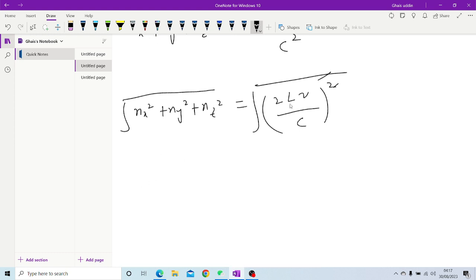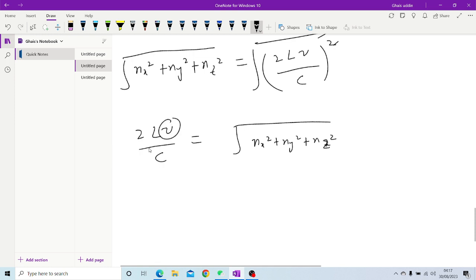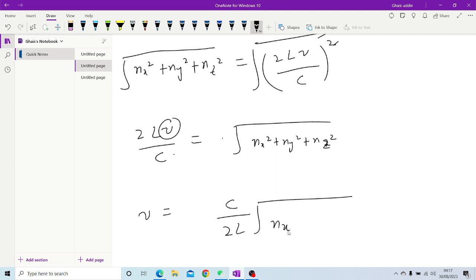Now it means that this 2L nu divided by c is equal to the square root of nx square plus ny square plus nz square. So I can calculate the value for nu. So nu is equal to, the c goes here, c divided by 2L into the square root of nx square plus ny square plus nz square.